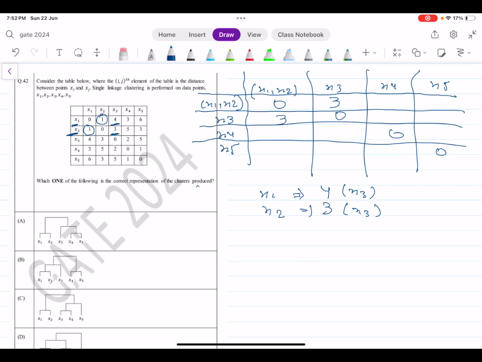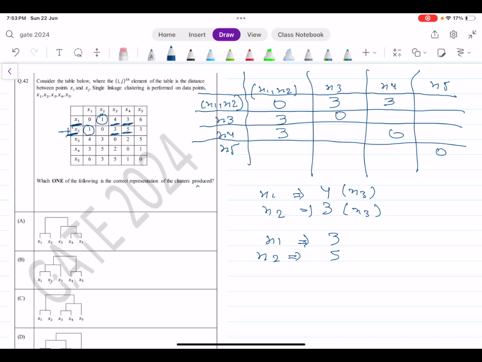Okay, same way we do for x4. So x1's distance with x4 was 3, x2's distance with x4 was 5, and again we take the min. You can see the distances here. x1's distance with x4 is 3, x2's distance with x4 is 5. We again take the min, so that will be 3.